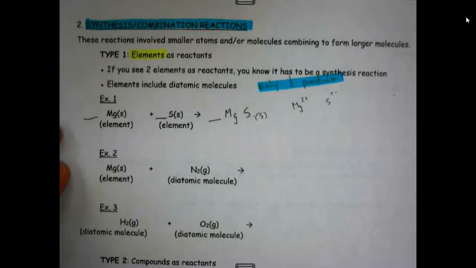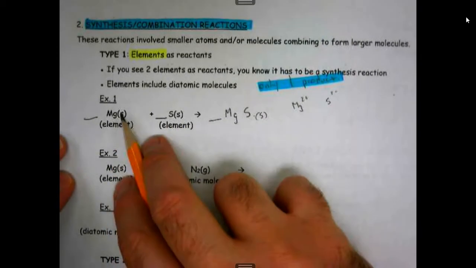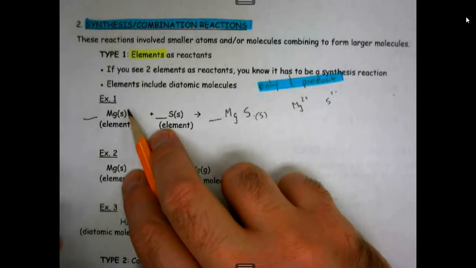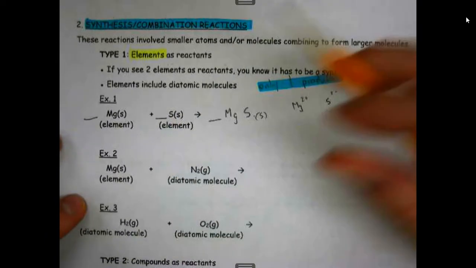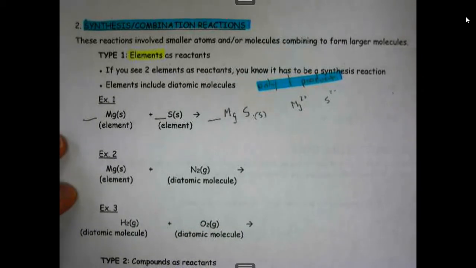These are just theoretical. Okay, so element and element. Now this is a solid because I know that a metal by itself, we predict metals to be solids, except for mercury, of course. And then sulfur at room temperature is a solid as well.